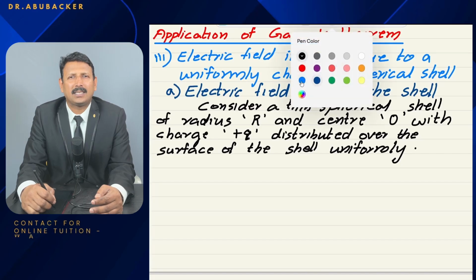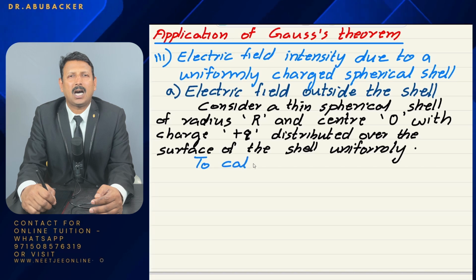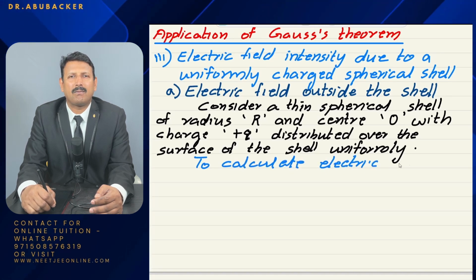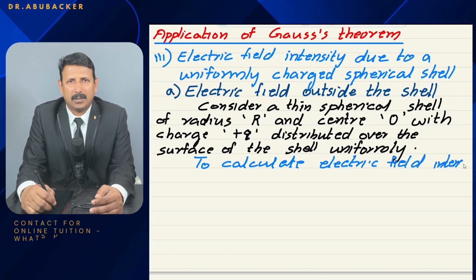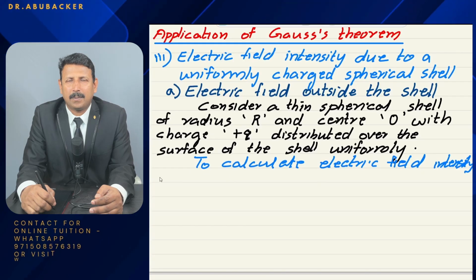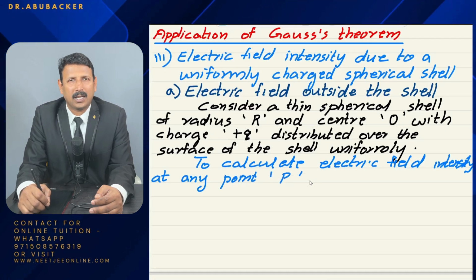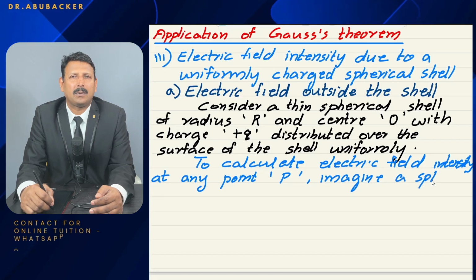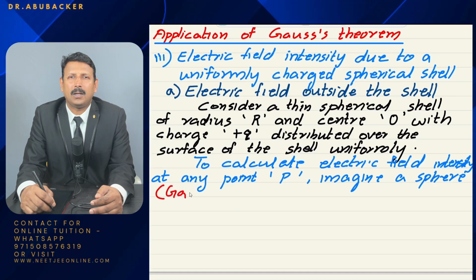Consider a thin spherical shell of radius capital R and center O with charge plus Q distributed over the surface of the shell uniformly. While drawing the diagram, you will understand the meaning of this statement. We are considering a shell of radius capital R, that is the first thing. Second, we are considering the charge is spread uniformly over the shell surface. Also we mark the center of the shell as O. This much is written on the first page, and what is there on the surface of the shell? Plus Q charge is uniformly distributed.